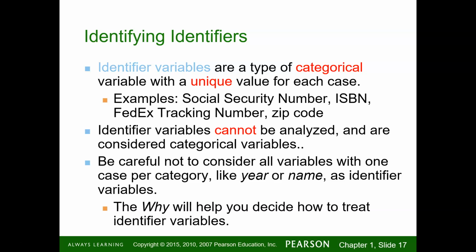So identifier variables cannot be analyzed. They can't be averaged, or you can't take statistics on them, right? And they are considered categorical. So be careful not to consider all variables with one case per category, like year or name, as identifiers. Because sometimes you can take the average year, right? So they're not always an identifier variable. They're not always unique. So the why will help you decide how to treat identifier variables.